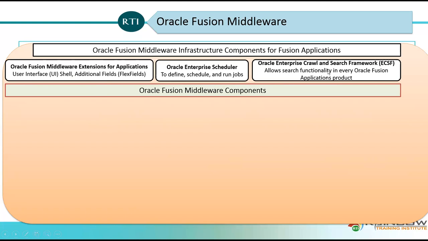And if you don't know where to go, you can go here and just type whatever you are looking for and click the search button. Automatically, it will crawl and search whatever data you're looking for. I'm going to show that in the application very soon. Okay, so these three come under the Fusion middleware components for Fusion applications.